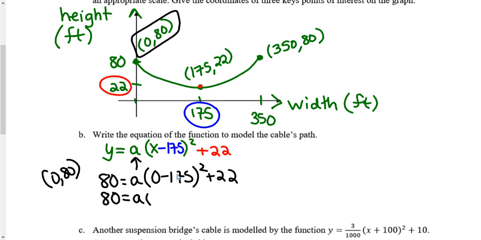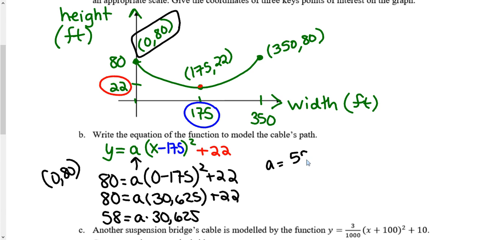So I have 0 minus 175 is negative 175. If I square that, it gives me 30,625. So now I'm going to subtract 22 to move the 22 to the other side. And then I'd need to divide both sides by the 30,000 number. So my a value is going to be 58 over the 30,625. I'm not going to go ahead and turn that into a decimal.